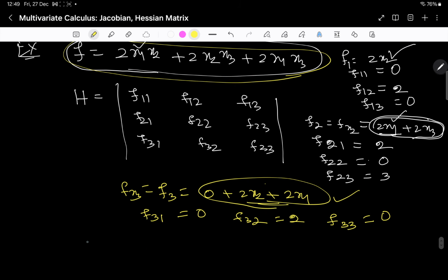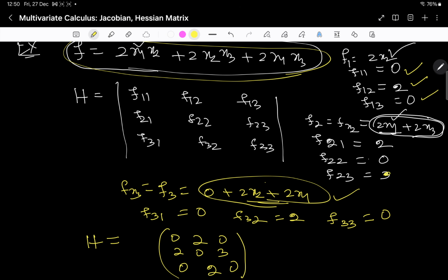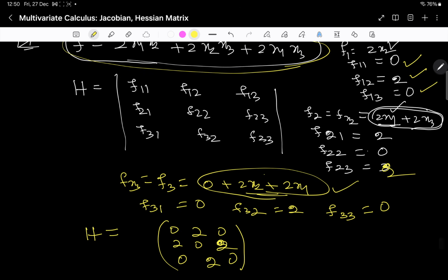So what is the Hessian matrix here? The Hessian matrix in this case will be f11, f12, f13: 0, 2, 2. And f21, f22, f23: 2, 0, 2. And f31, f32, f33: 2, 2, 0. f23 has to be 2, okay? So this is the Hessian matrix.